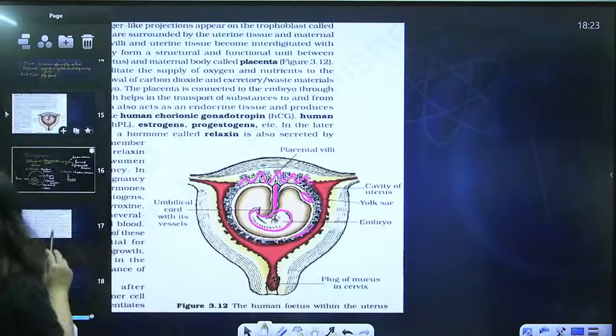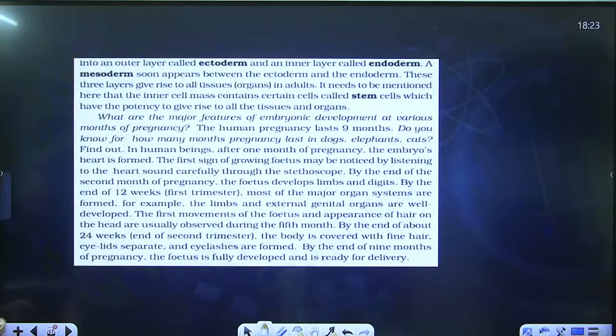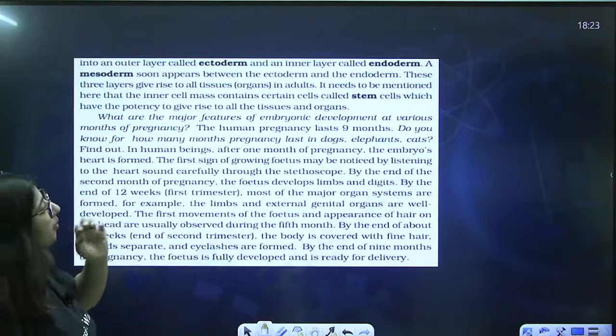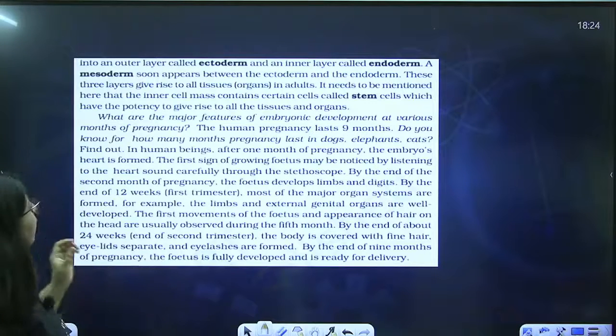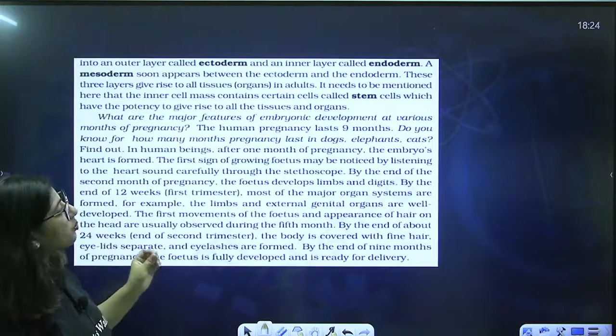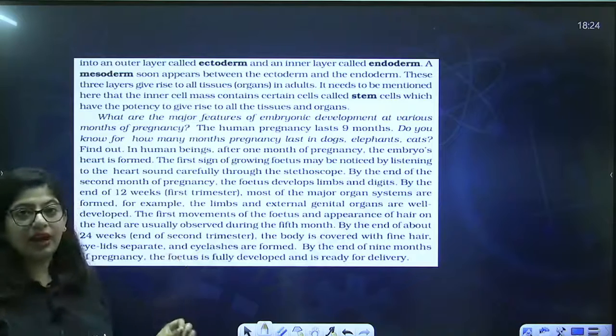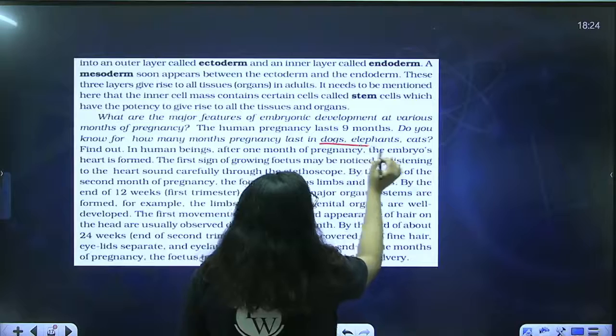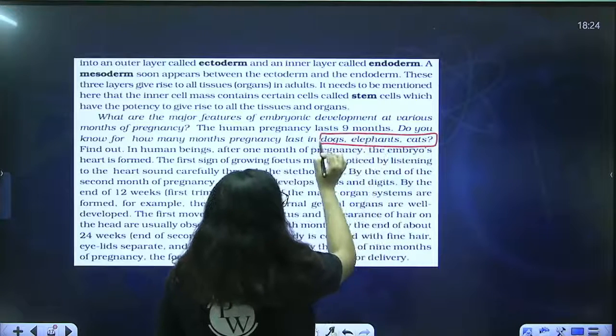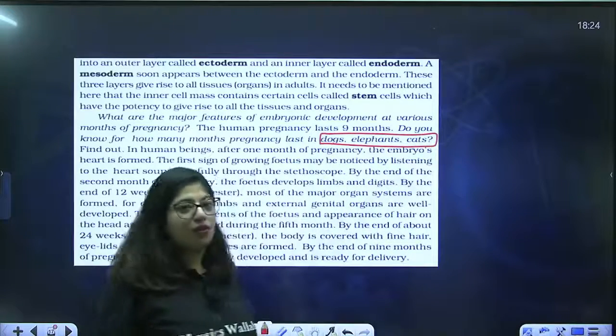Okay, so now let's read this paragraph. What are the major features of embryonic development at various months of pregnancy? The human pregnancy lasts for 9 months. Do you know for how many months pregnancy lasts in dog, elephants and cat? So who can tell me what is the gestation period for dog, cats and elephants? I want to see that in comments.